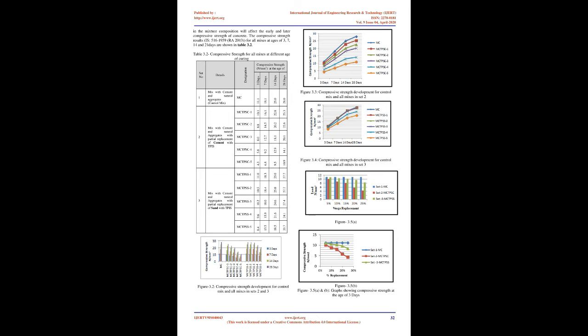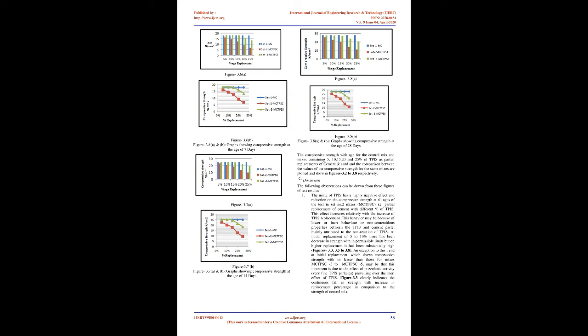The compressive strength results, IS 516-1959, RA 2013, for all mixes at ages of 3, 7, 14, and 21 days are shown in Table 3.2. The compressive strength with age for the control mix and mixes containing 5, 10, 15, 20 and 25% of TPIS as partial replacements of cement and sand, and the comparison between the values of the compressive strength for the same mixes, are plotted and shown in Figures 3.2 to 3.8 respectively.